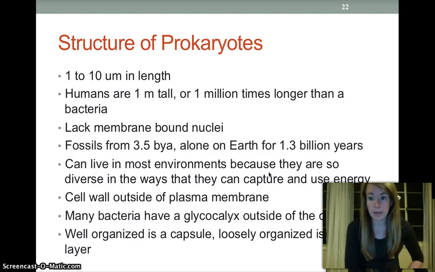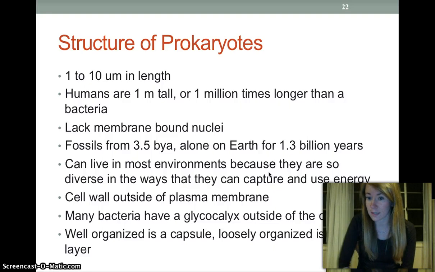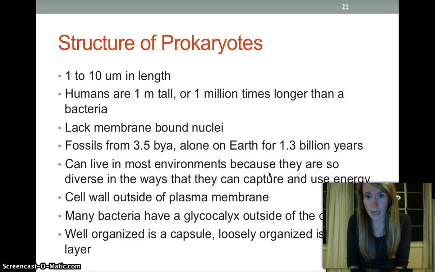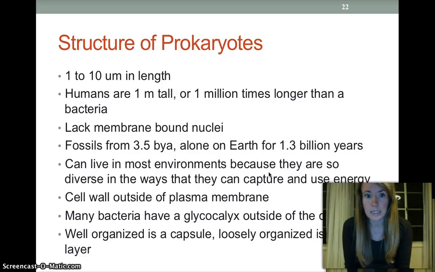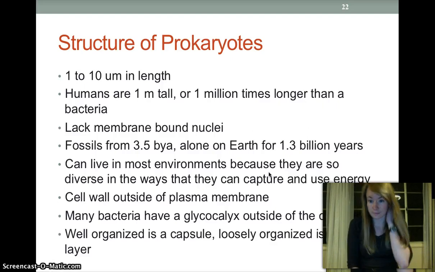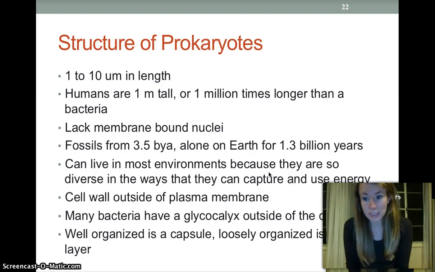They lack membrane-bound nuclei, so you guys know that. Bacteria and archaea are prokaryotes that do not have a nucleus. That's the main difference between prokaryotic cells and eukaryotic cells. Kary refers to the nucleus, and pro means before. So these evolved before a nucleus. They were the first living things on Earth. We have found fossils from about 350 billion years ago.